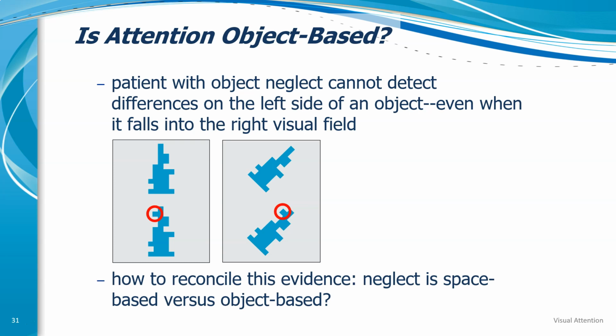So where does this bring us? I've shown you a bunch of evidence that neglect is space-based, but there's also evidence that it's object-based. How can it be both of these? That's impossible. Let's see.